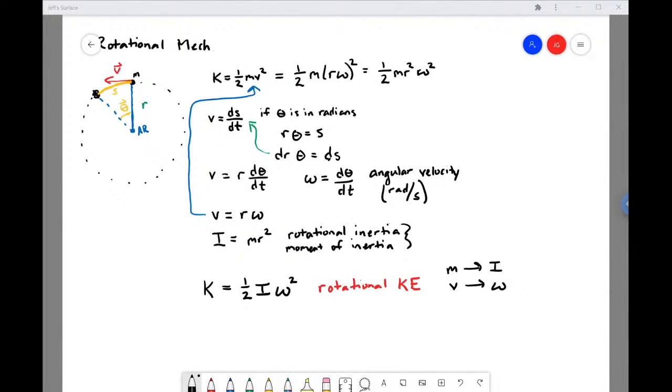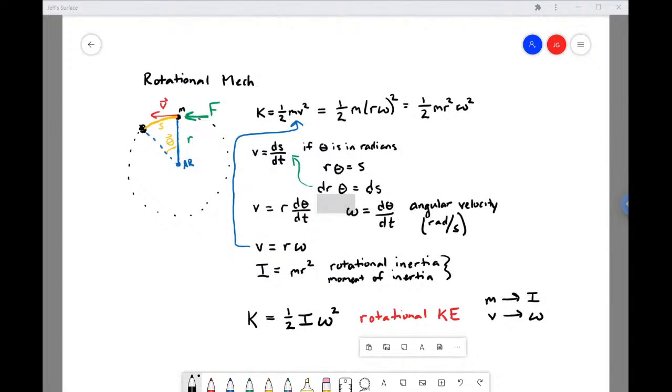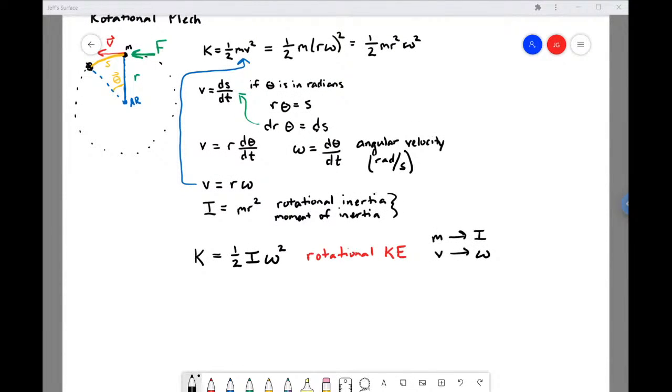Well, now let's turn our attention to what happens if this thing isn't moving with constant speed but is being accelerated by some force. Right? There's a force that's exerted on this particle that's causing it to accelerate and spin faster. All right, so let's explore this a little bit. So we know Newton's second law is net force, but here it's just one force, so I'll just write F equals mass times acceleration. And acceleration is change in velocity with respect to time. It's the derivative of velocity with respect to time.